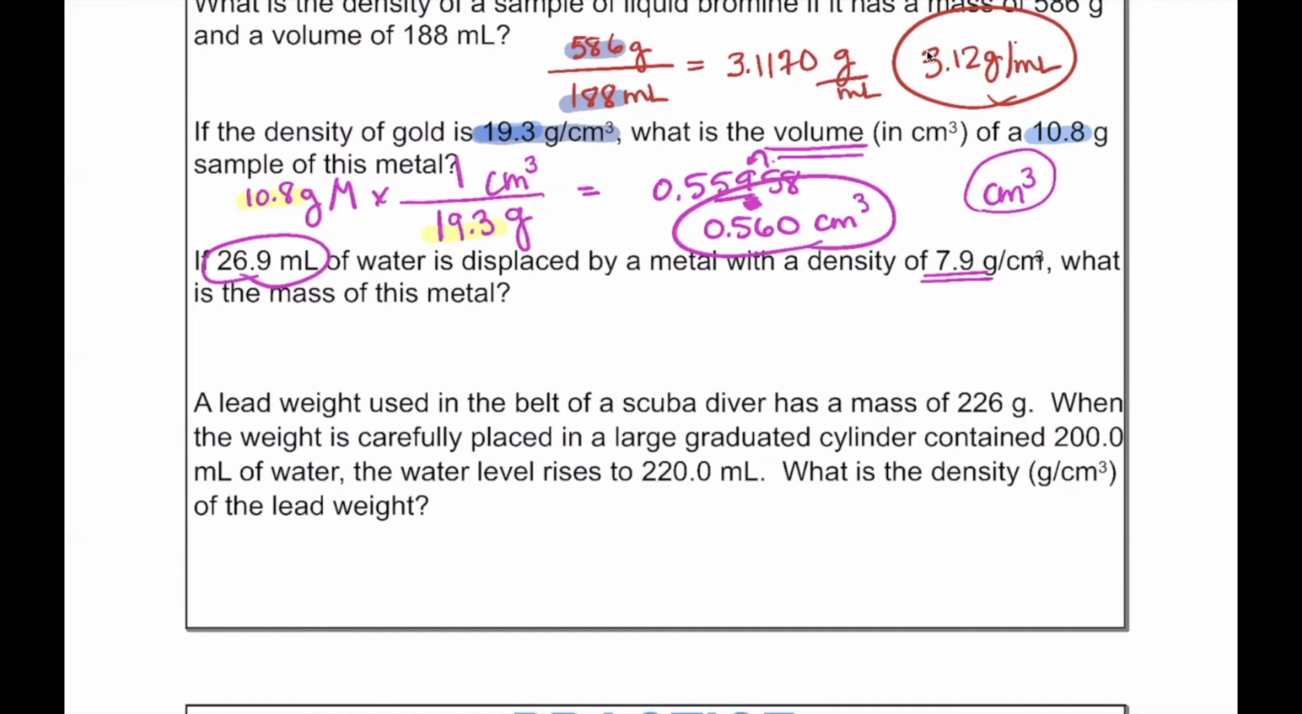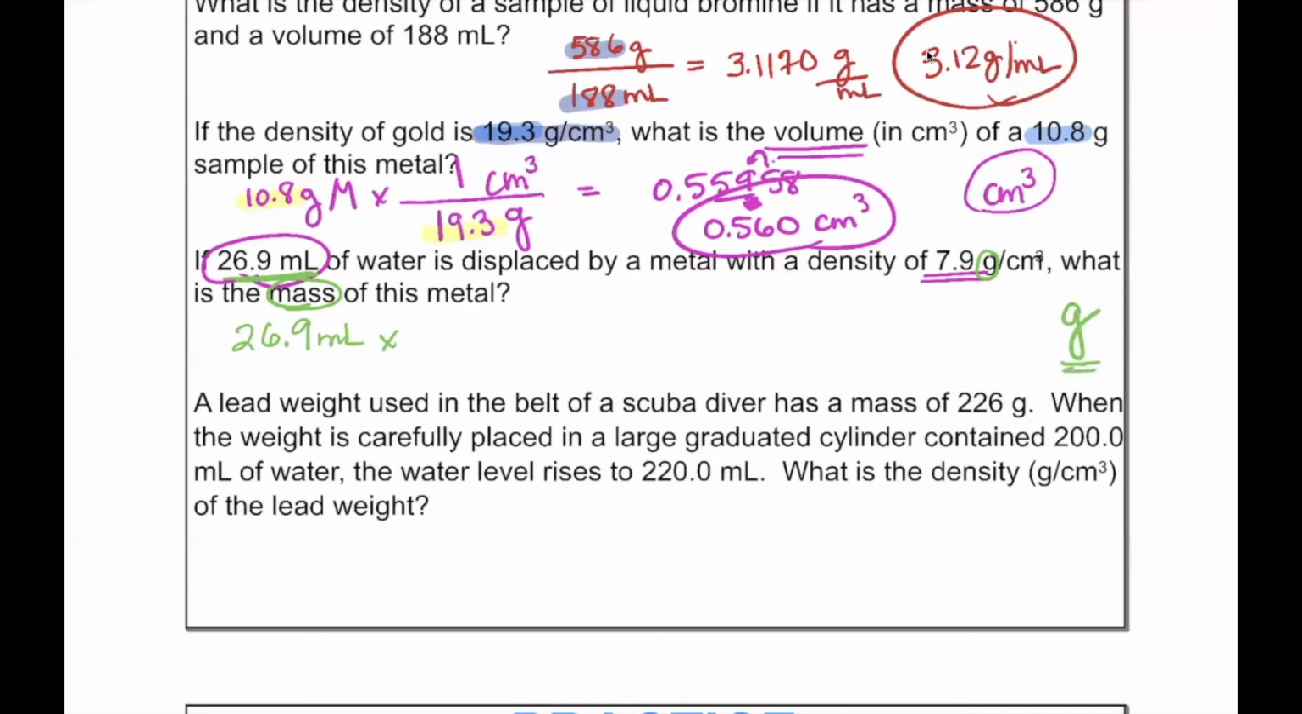So here we go. What are we given? The volume right here. So we are given 26.9 milliliters. We are given that. And what are we looking for when we're all done? We want the mass. And I'm going to go ahead and assume that it's grams. So we want the mass in grams as our final answer. And so we need to put grams over here.